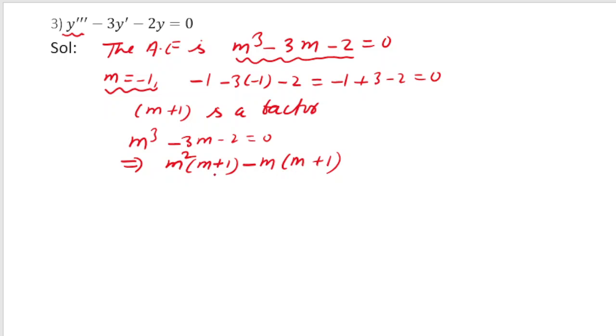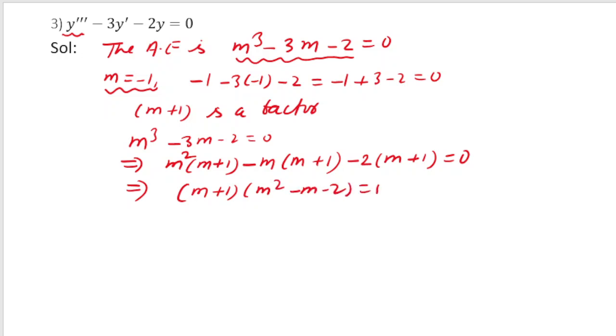So you see, I will get minus m square and plus m square, that will cancel. Now I will have minus m, but it is minus 3m, so we need minus 2m extra, so I will write minus 2 into m plus 1. Now you can clearly see that it will be nothing but this. So what is the factor here? The factor is m plus 1 into m square minus m minus 2 is equal to 0.